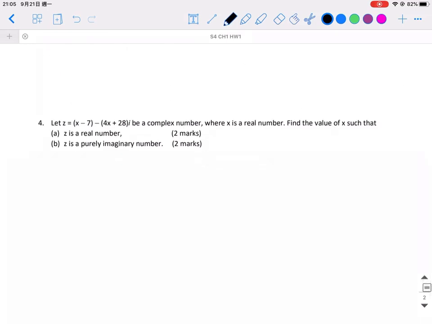So the last part: z is a complex number, and x is a real number. Find the value of x such that, there are two situations. For part A, z is a real number, because z, that means the whole item is a real number. So therefore, the imaginary part is 0. So I write down z is a real number.